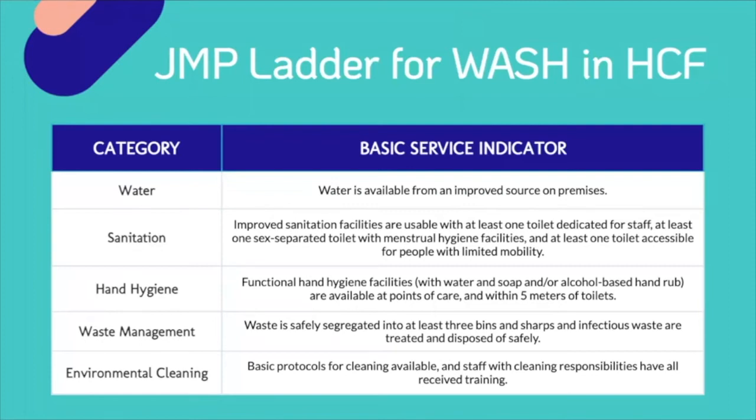Similarly, there is an indicator developed for sanitation. Improved sanitation facilities are usable with at least 1 toilet dedicated to staff, at least 1 sex-separated toilet with menstrual hygiene facilities, and at least 1 toilet accessible for people with limited mobility. For hand hygiene, you have functional hand hygiene facilities available at points of care and within 5 meters of toilets. Waste management: healthcare waste is safely segregated into at least 3 bins, and sharps and infectious waste are treated and disposed of safely. And lastly, environmental cleaning: basic protocols for cleaning are available, and staff with cleaning responsibilities have all received training.